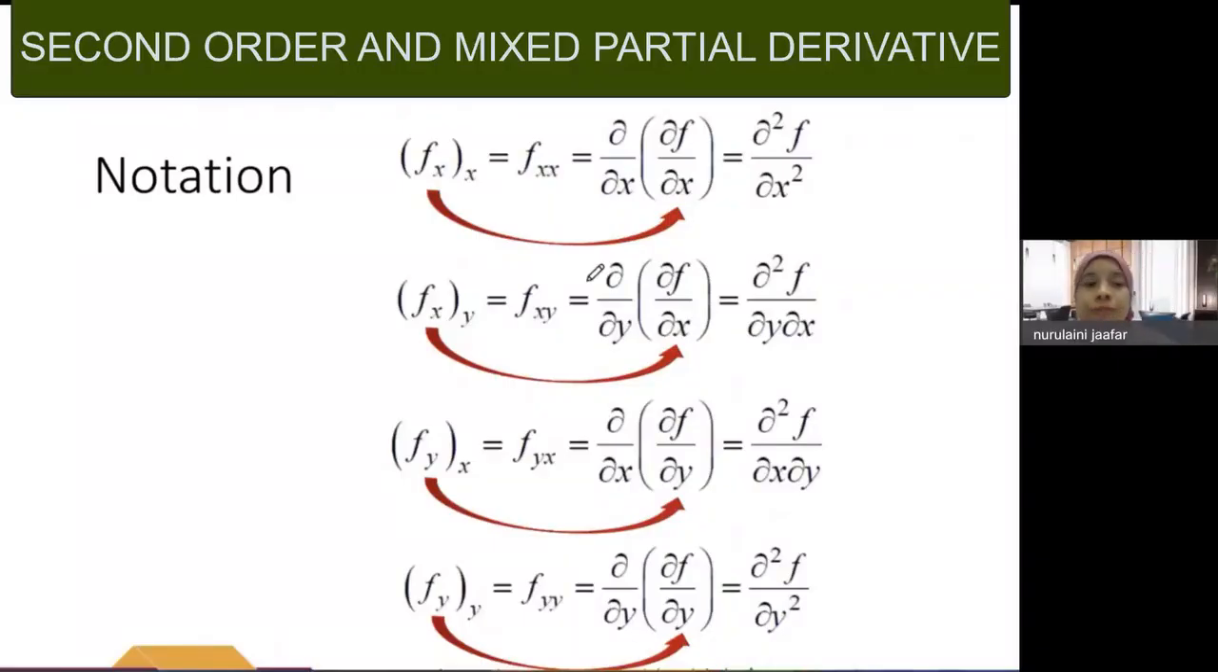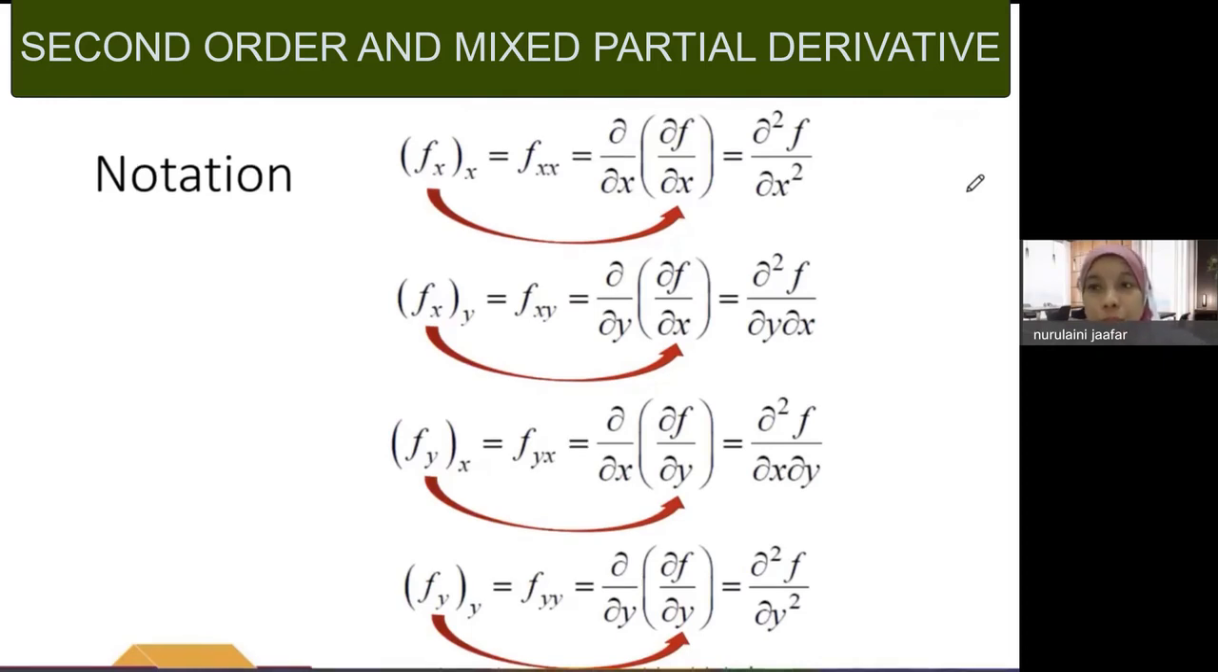Okay, we continue. The previous one is first order partial derivative. Now we continue to higher order. So what is higher order? Higher order means that you have to differentiate a second time or third time. Normally in our syllabus we have second order, which means that you have to differentiate 2 times. So let us see.